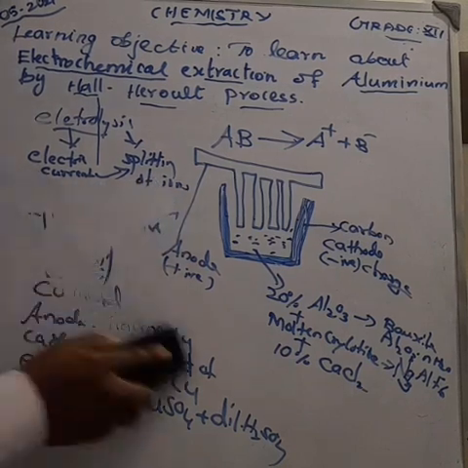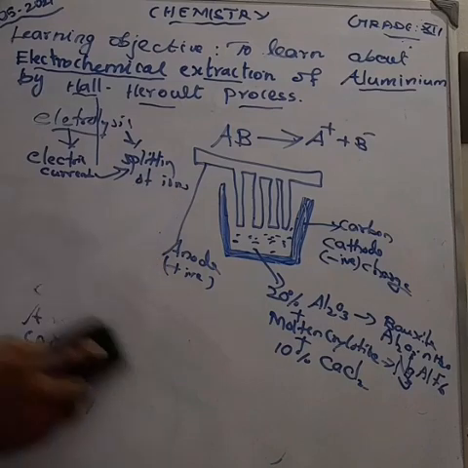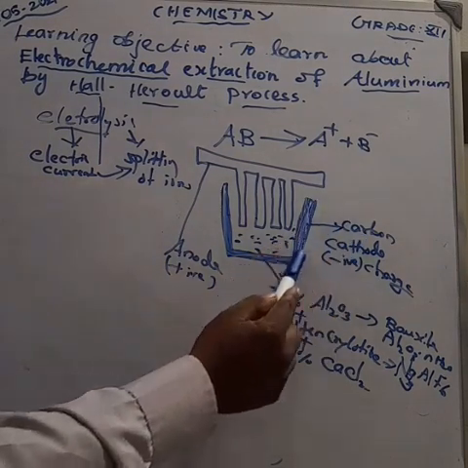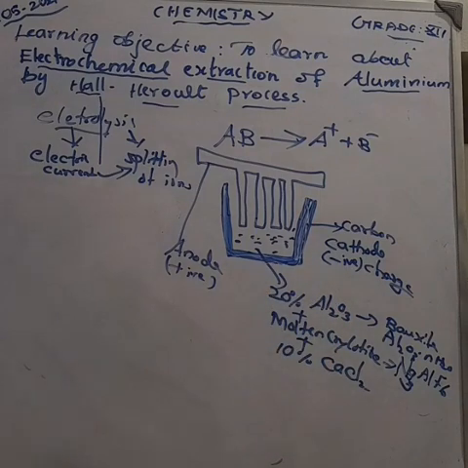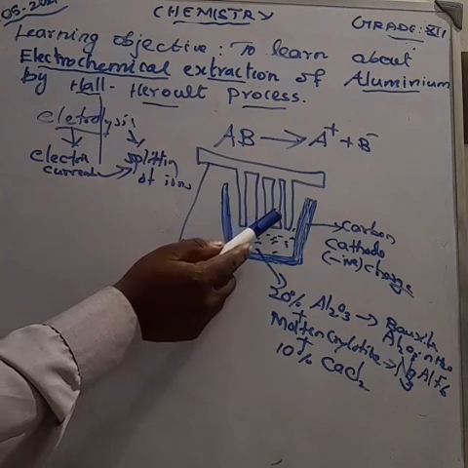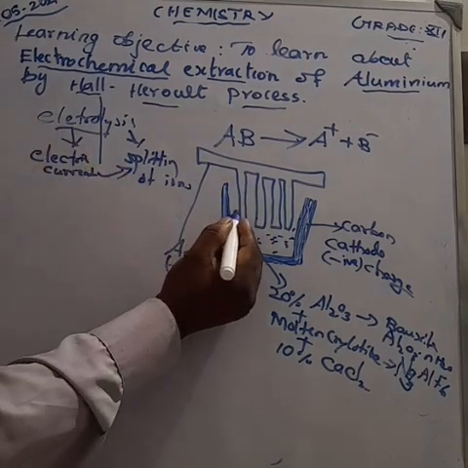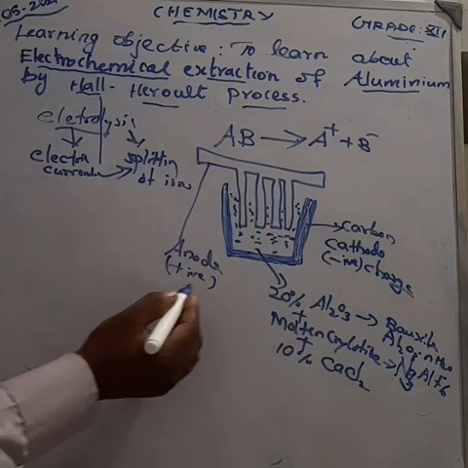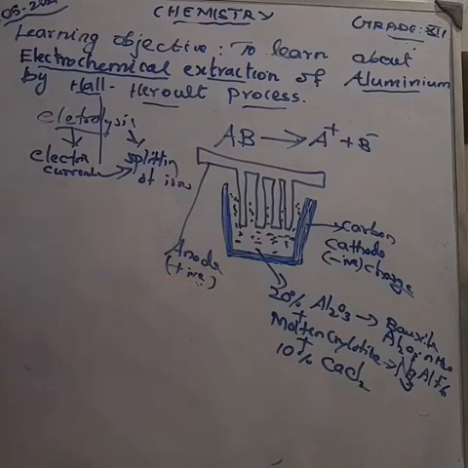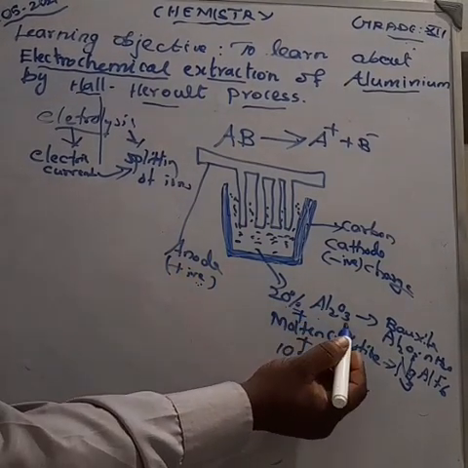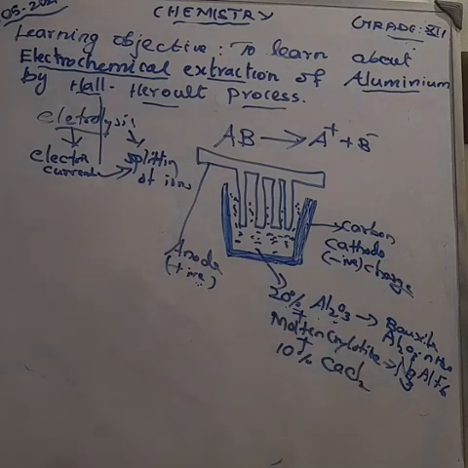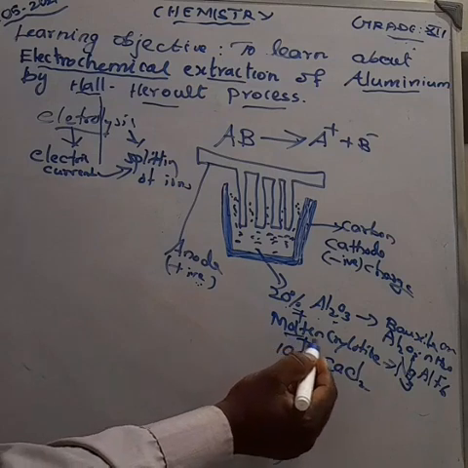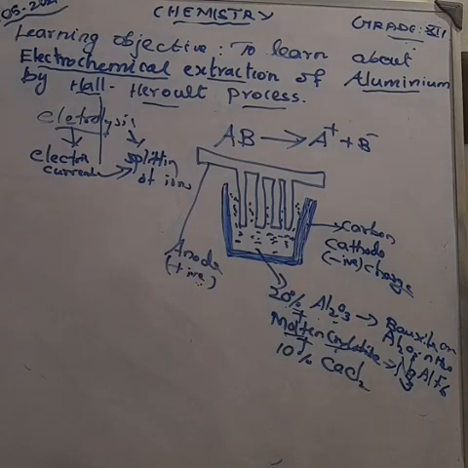Here, this iron tank is lined with carbon that acts as the cathode. What is the charge of the cathode? Negative charge. Here we have a number of carbon blocks immersed in the electrolyte, and they act as the anode, that means a positive charge. What electrolyte are we using? A 20% solution of alumina, that is aluminium oxide, obtained from bauxite ore, mixed with molten cryolite, a chief ore of aluminium. I told you about the formula. What is the formula?